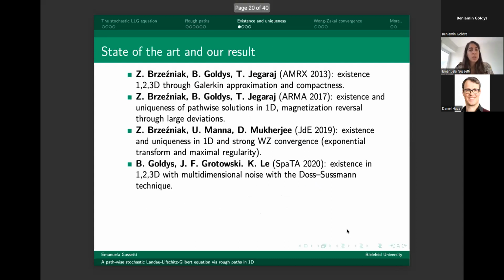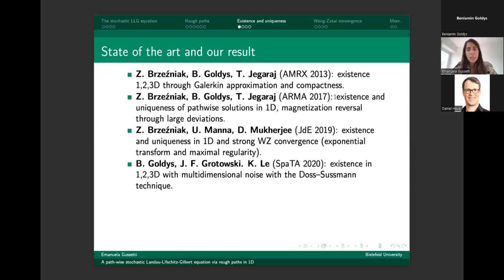Let's go a little bit to the state of the art. I apologize for the pronunciations, and I hope also I didn't make mistakes. Okay, I would like to speak a little bit about the state of the art on this equation. So there are results of existence in 1, 2, and 3 dimensions through Galerkin approximation and compactness from Brzeźniak, Goldys, and Zakai. That was one of the first works on the stochastic equation, maybe the first work.